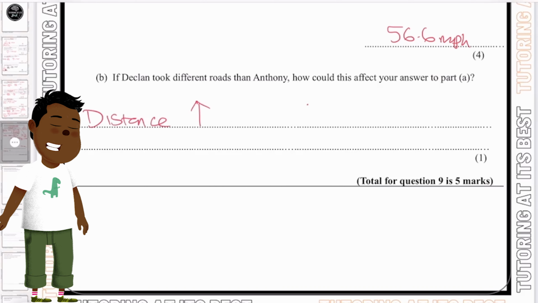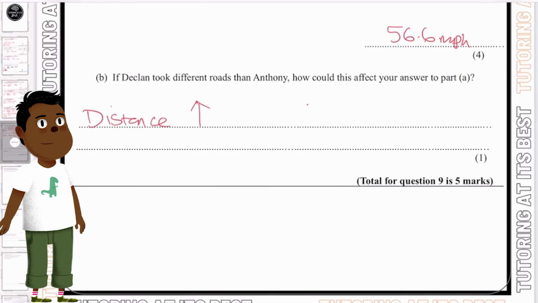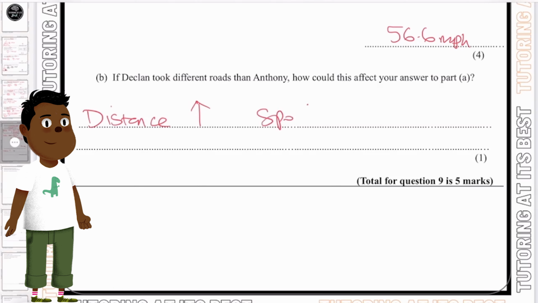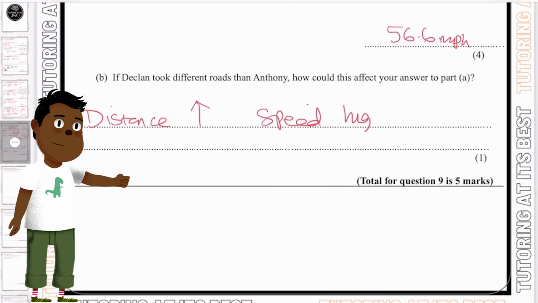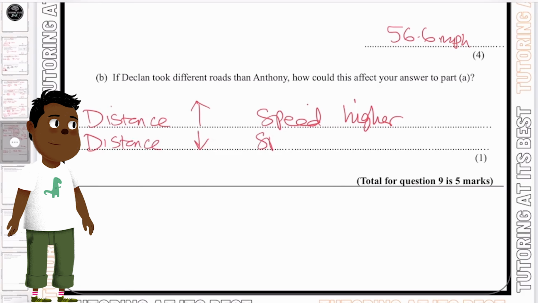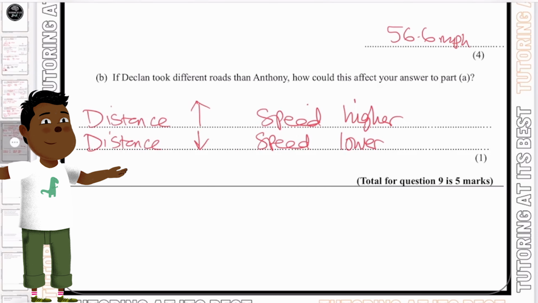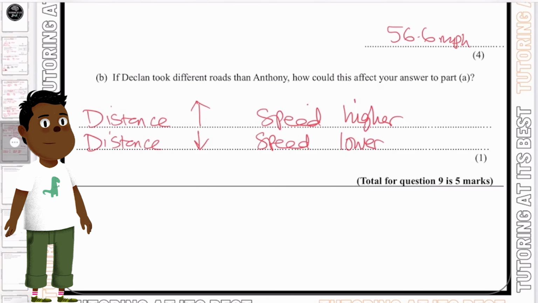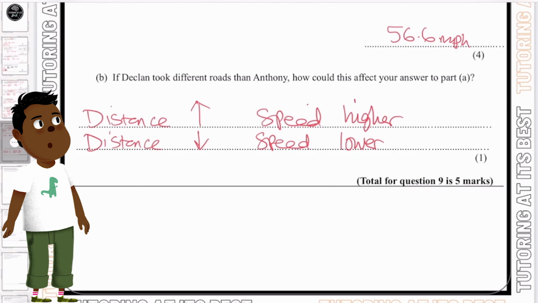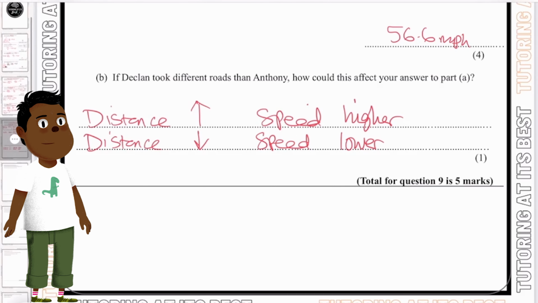If the distance was increased, let's say he takes 2 different roads, if the distance was increased, then the speed would be higher, right? But if the distance decreased, then the speed would be lower. So it totally depends on the distance. And there we are. And that's your 1 mark in the bag. Marvellous. Okay, you're doing really well by coming this far, so let's keep up the great work.